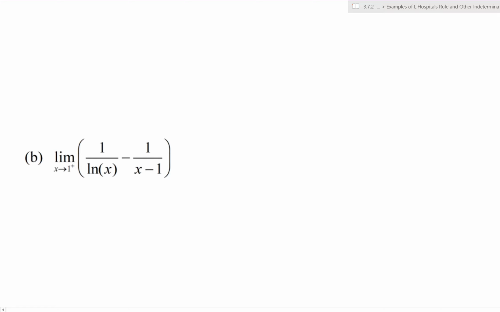And so as x goes to 1 from the right, 1 over the natural log of x is going to go to positive infinity, since the denominator is approaching 0 from the positive direction, so the entire thing is blowing up. Moreover, 1 over x minus 1 also goes to infinity, since as we approach 1 from the right, x minus 1 approaches 0 from the positive direction. Hence we get an infinity minus infinity situation, which is a situation in which we have an indeterminate difference, as we say.